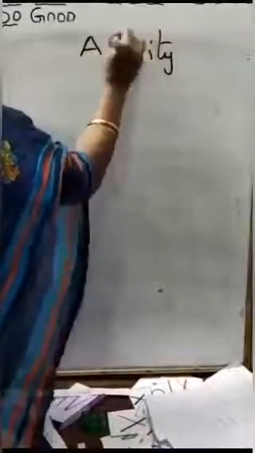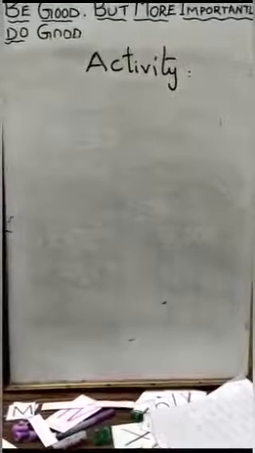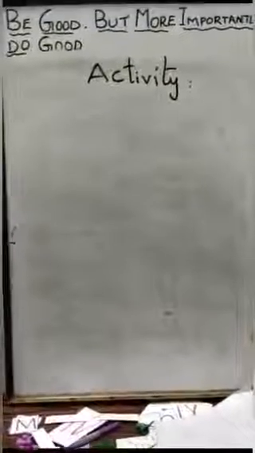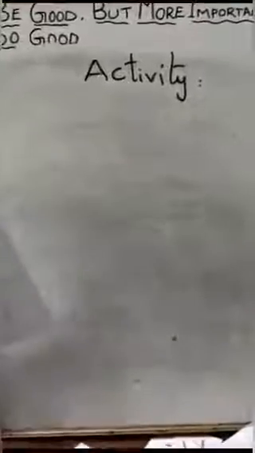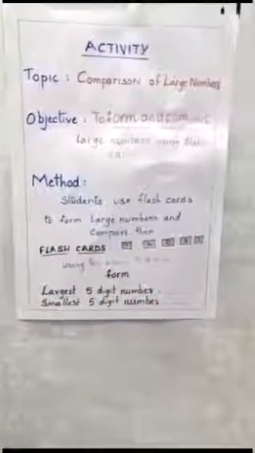Children, let us do one activity. The topic is comparison of large numbers. The objective is to form and compare large numbers using flashcards. The method: students use flashcards to form large numbers and compare them. Now let us take the flashcards.